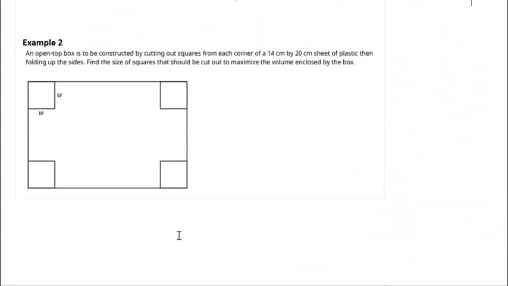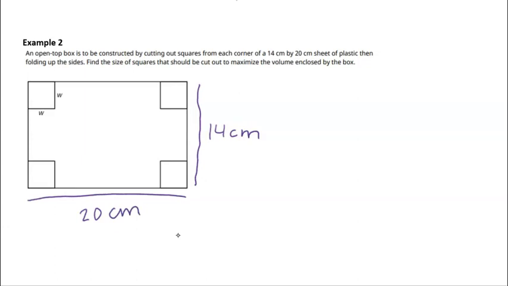All right, let's look at another example. An open top box is to be constructed by cutting squares out of each corner of a 14 centimeter by 20 centimeter sheet of plastic and then folding up the sides. So it's going to look something like that. Find the size of squares that should be cut to maximize the volume enclosed by the box.